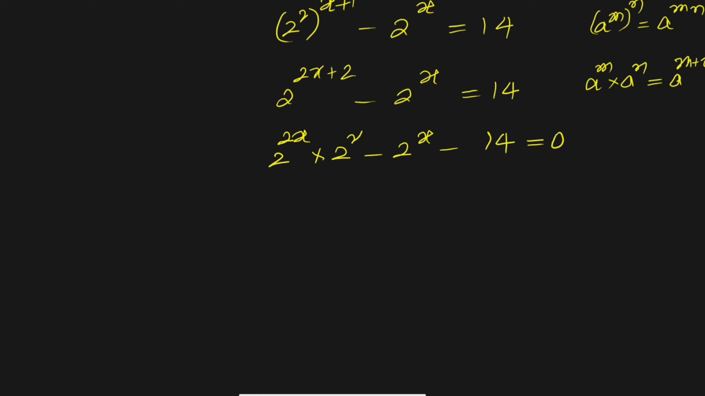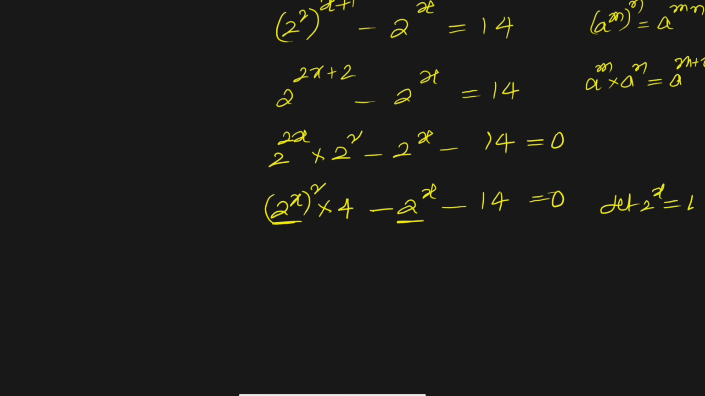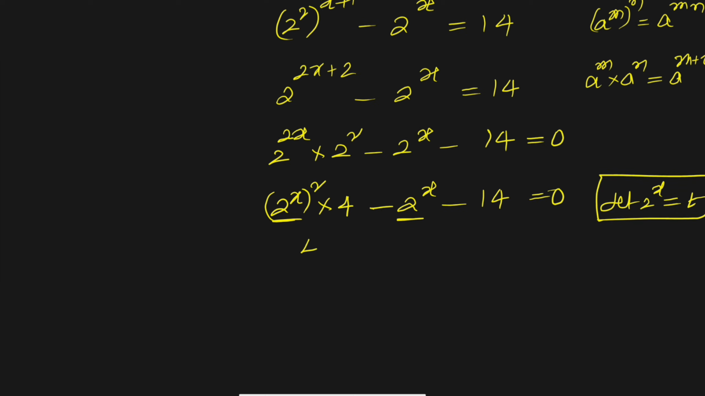Now 2 square is 4. 2 to the power 2x can be written as (2 to the power x) whole square. Now we can clearly see that this whole equation is in terms of 2 to the power x. So let us say, let 2 to the power x equal t. Now what happens? Our equation will become 4t square minus t minus 14 equals 0. You can see how it reduced into a simple quadratic equation.